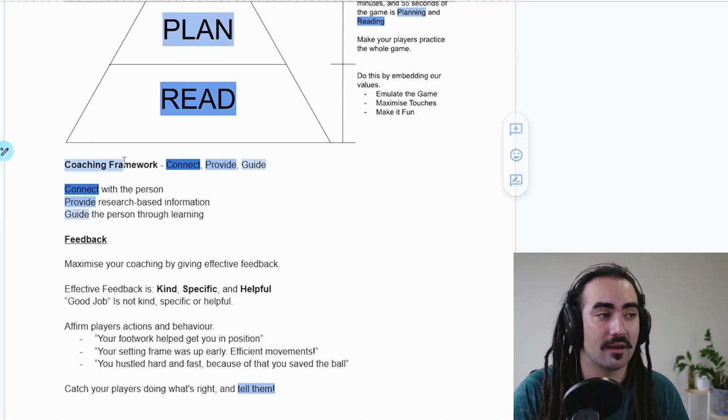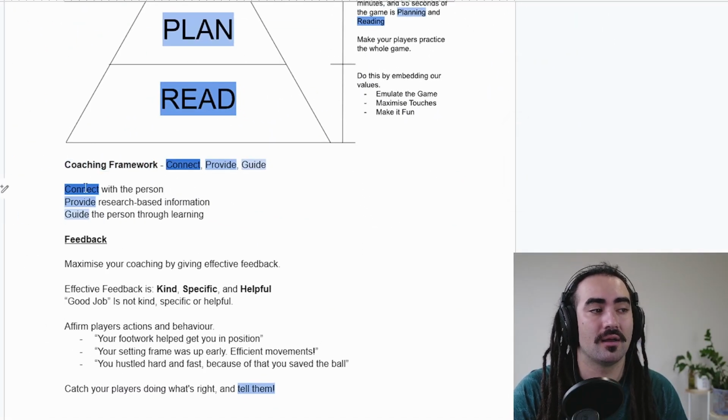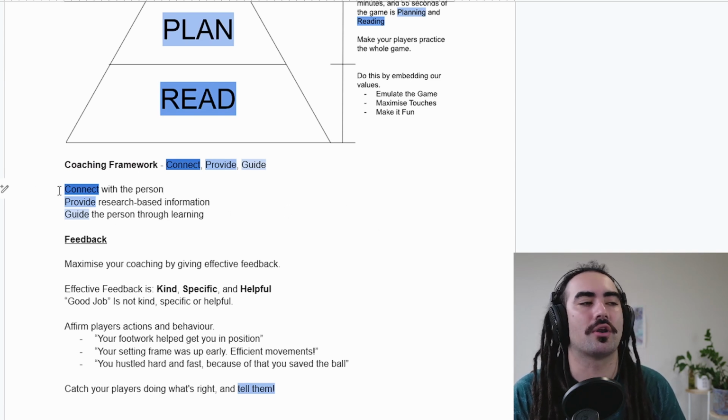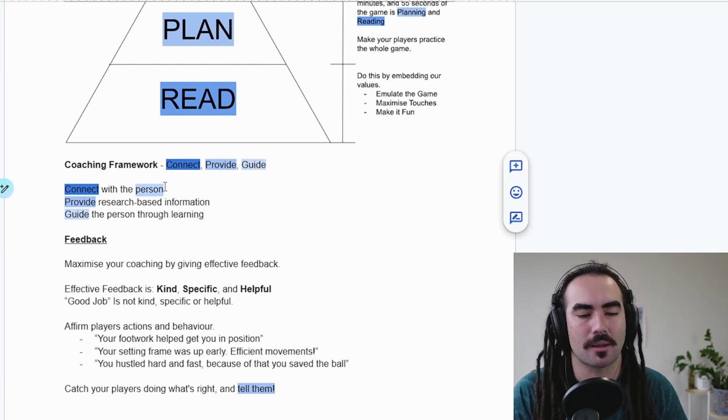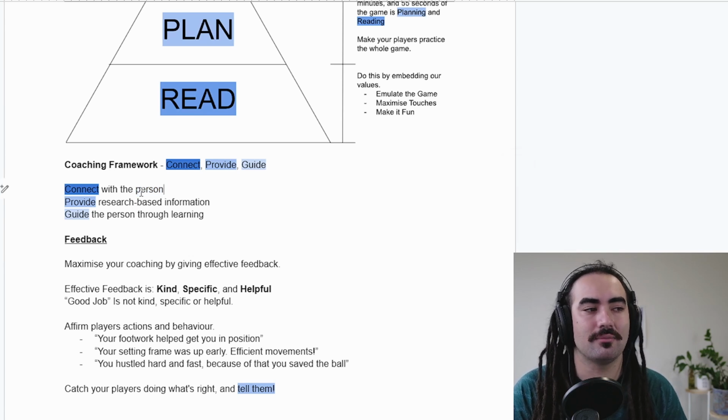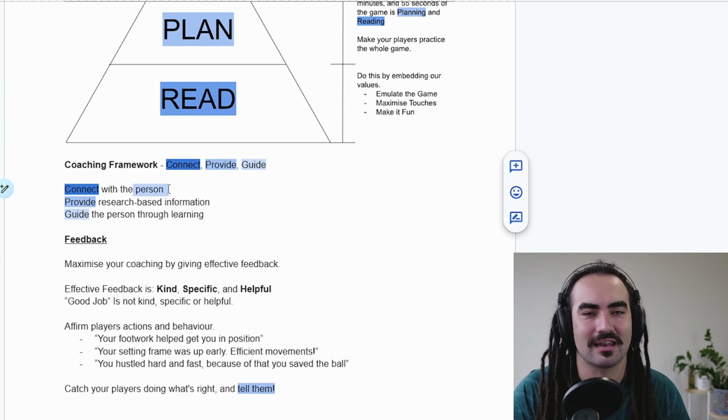Coaching framework. Every time we coach someone: connect with the person, provide research information, guide the person through learning. Now, I've been very intentional to add this. Connect with the person. It's not with the player. They're people first, then they're players. So every time you have players, connect with the person behind that label.